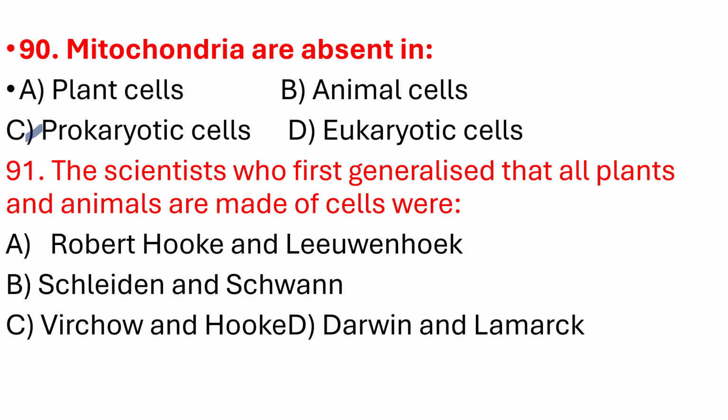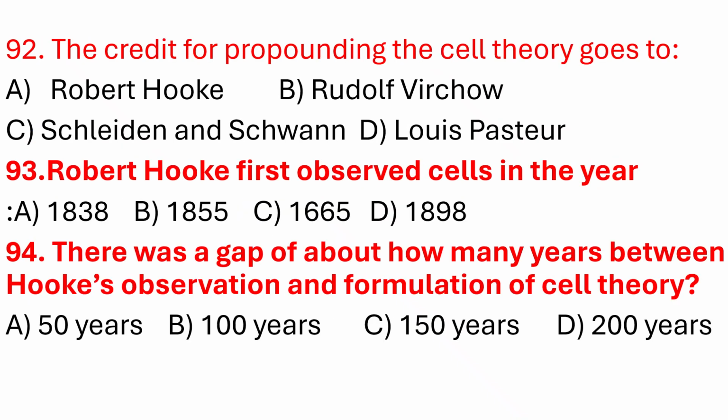The scientists who first stated that all plants and animals are made of cells are Robert Hooke, Leeuwenhoek, Schleiden and Schwann, Virchow and Hooke, Darwin and Lamarck. Option B, Schleiden and Schwann. The credit for propounding the cell theory goes to Robert Hooke, Rudolf Virchow, Schleiden and Schwann, Louis Pasteur. Option C.